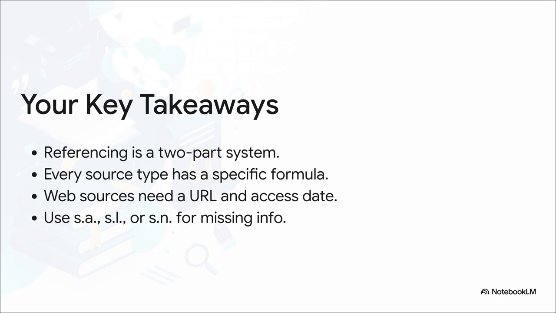So let's wrap this all up. What are the big things to remember? First, it's always a simple 2-part system: the little signpost in your text and the full details at the end. Second, every type of source, from a book to a TikTok, has a simple formula you need to follow. Third, if it's online, you need that online tag, the URL, and the access date. No excuses. And finally, if something's missing, don't stress. Just use the right abbreviation.